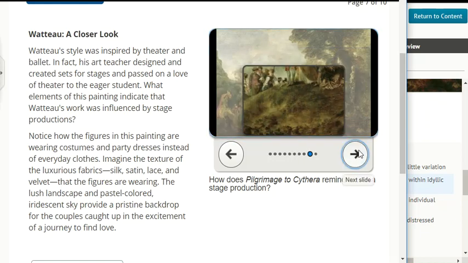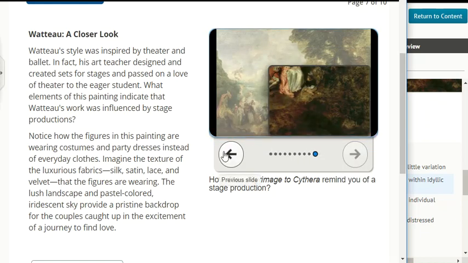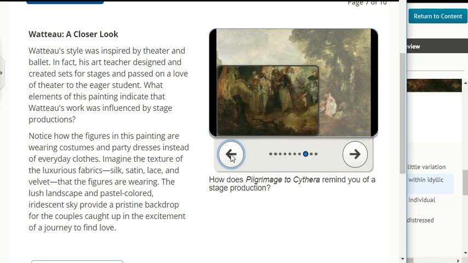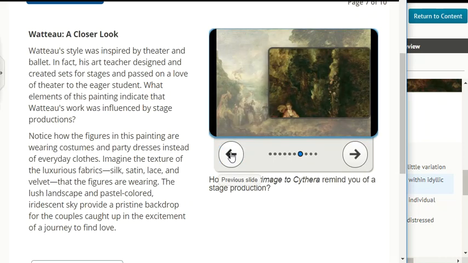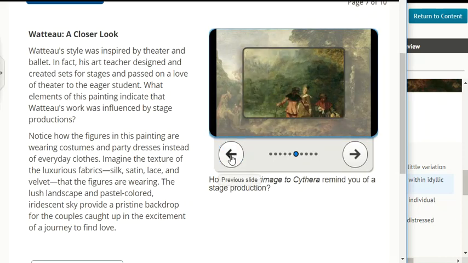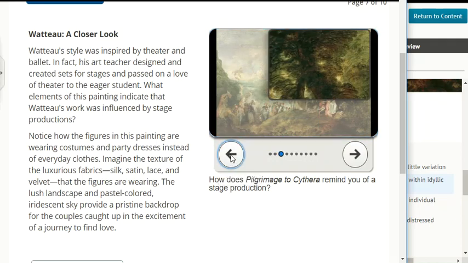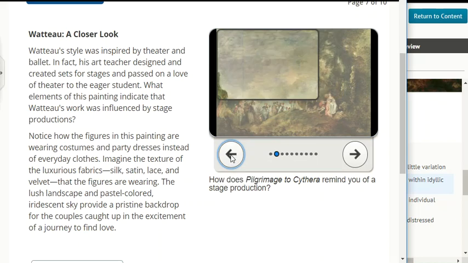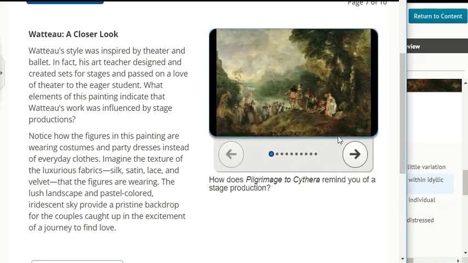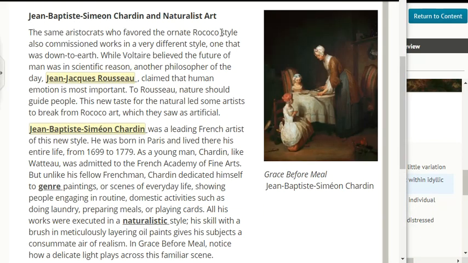Notice how the figures in this painting are wearing costumes and party dresses instead of everyday clothes. Imagine the texture of the luxurious fabrics, silk, satin, lace, and velvet that the figures are wearing. The lush landscape and pastel-colored, iridescent sky provide a pristine backdrop for the couples caught up in the excitement of a journey to find love. Jean-Baptiste Siméon Chardin and Naturalist Art.